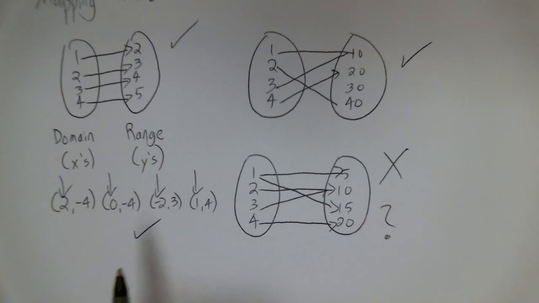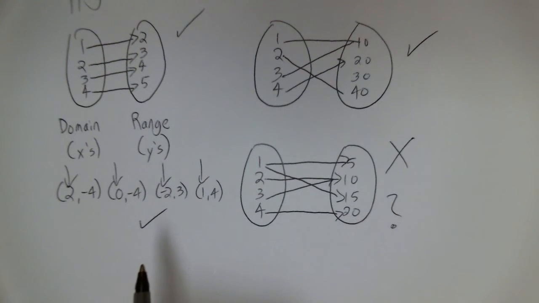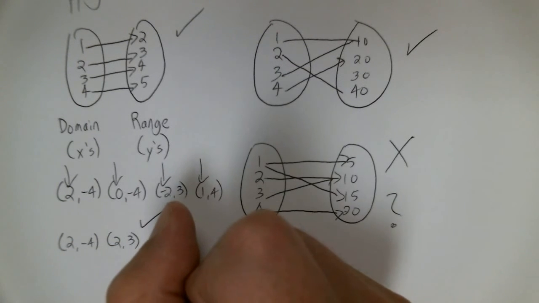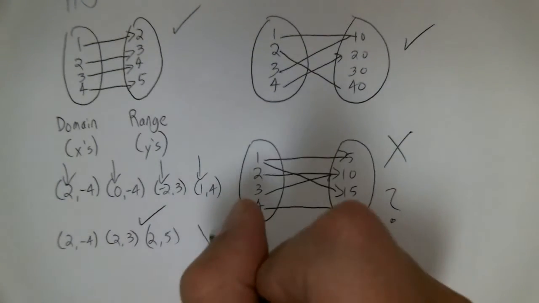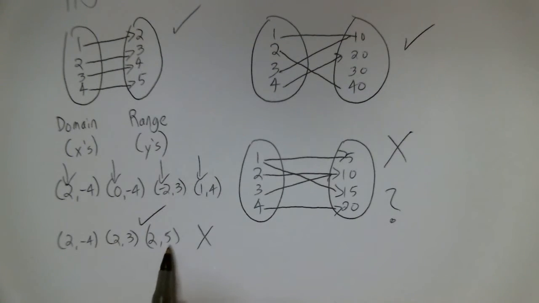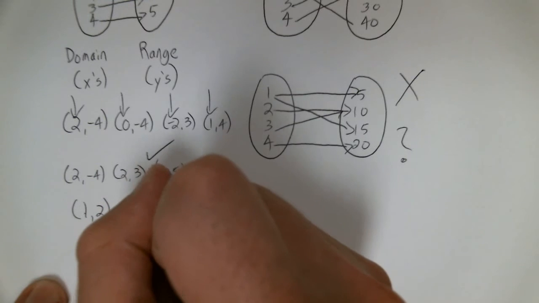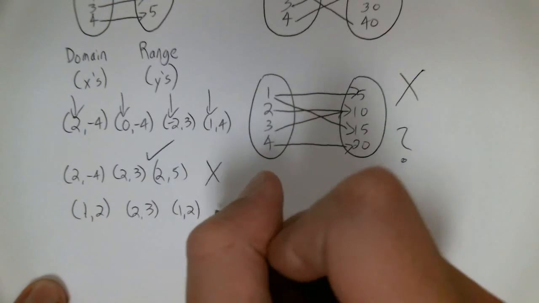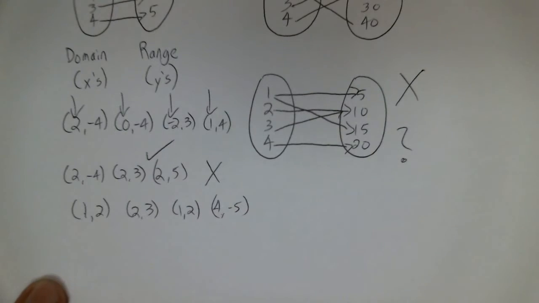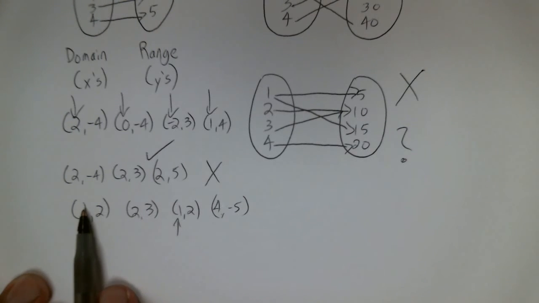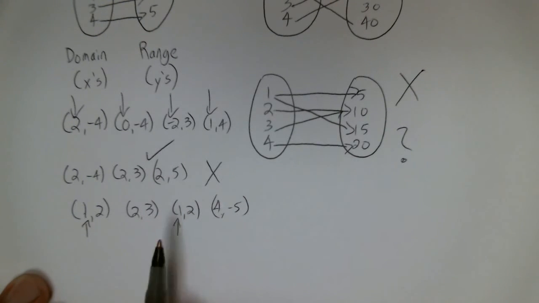But just because the x's repeat doesn't mean that it's not a function. If I look at something like this, (2, -4), (2, 3), (2, 5), then yes, that is not a function, because 2 is going to -4 and 2 is also going to 5, so that doesn't work. But if I had this: (1, 2), (2, 3), (1, 2), and (4, -5). A lot of students will look at this and say, whoops, the x's repeat, that's not a function. But actually it is, because (1, 2) and (1, 2) are the exact same point. Those 2 points on the coordinate plane would be sitting right on top of each other. So yes, in that case, that is a function.